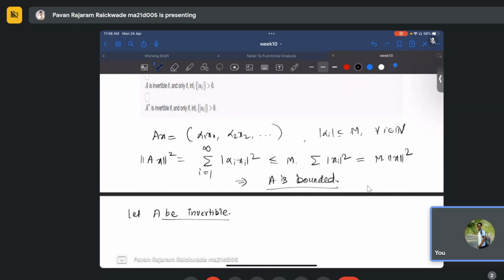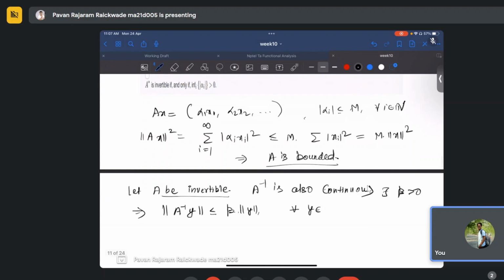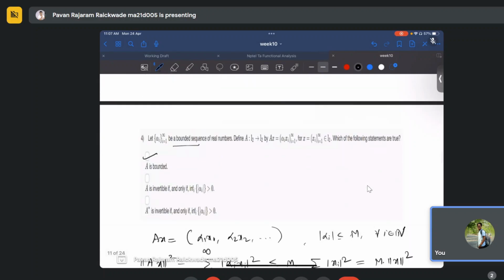Okay, that means the inverse is also continuous, which implies the norm of A inverse of y is less than or equal to some constant beta times the norm of y. I mean, there exists beta positive so that this happens for all y belongs to the range of A, which is again L2 because we are in L2 space. And it's onto.